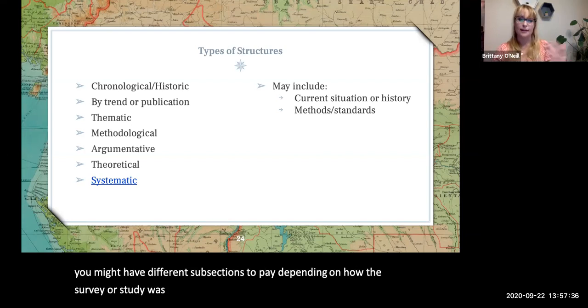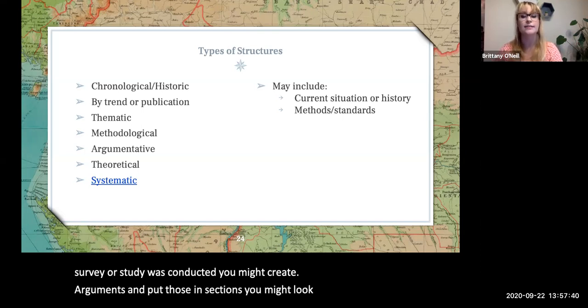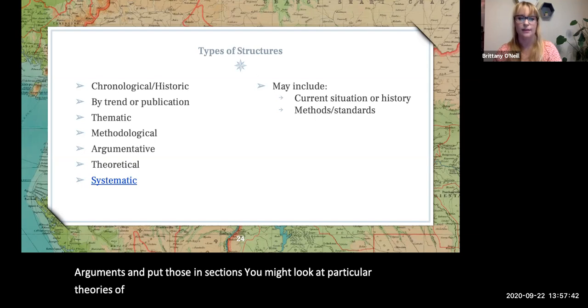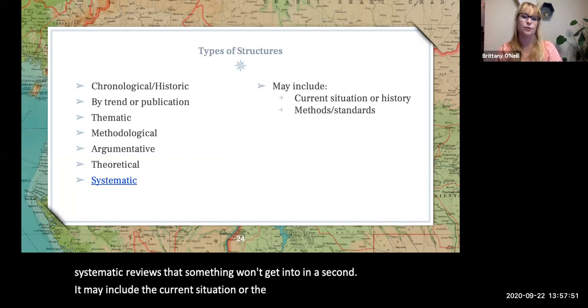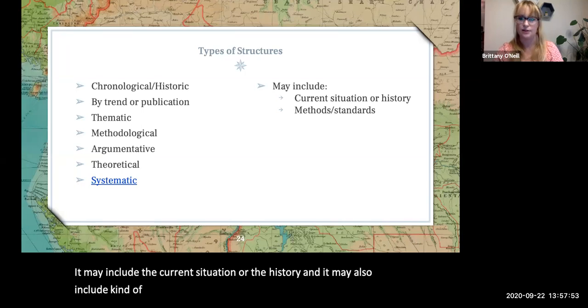You might create arguments and put those in sections. You might look at particular theories of how your work has been analyzed. You might look at systematic reviews. That's something we'll get into in a second. It may include the current situation or the history, and it may also include kind of an analysis of methods and standards.